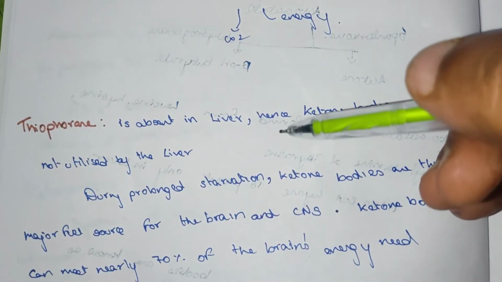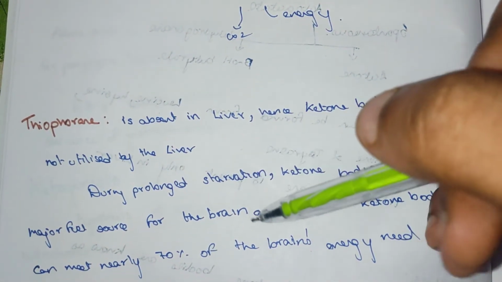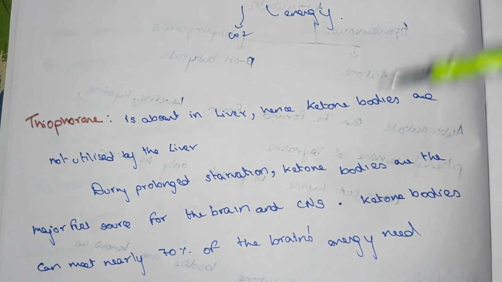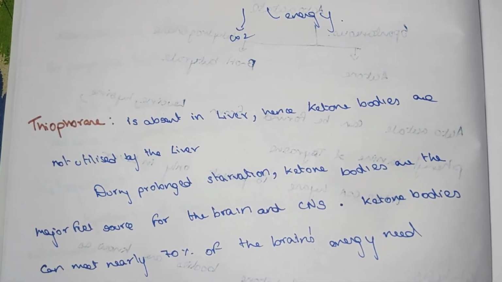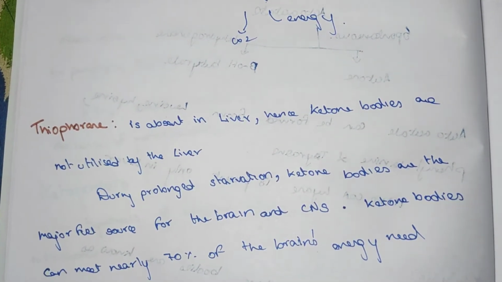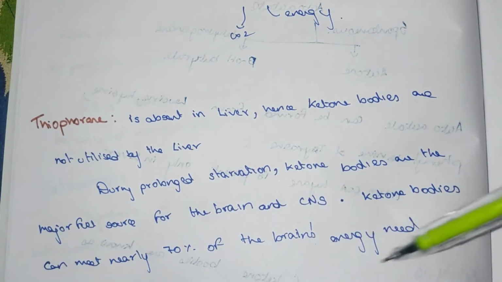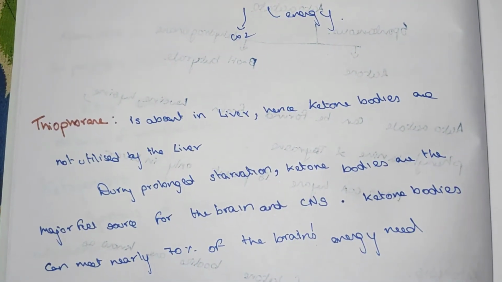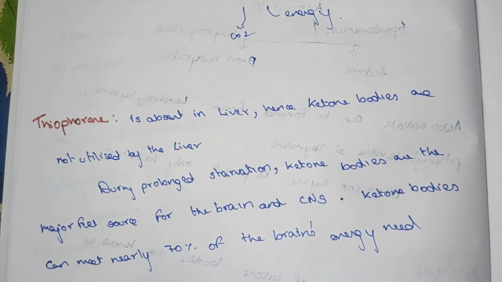During prolonged starvation, when there is no glucose in the body, the ketone bodies are the major fuel source for the brain as well as the CNS. The ketone bodies can nearly meet 70% of the brain's energy requirement.